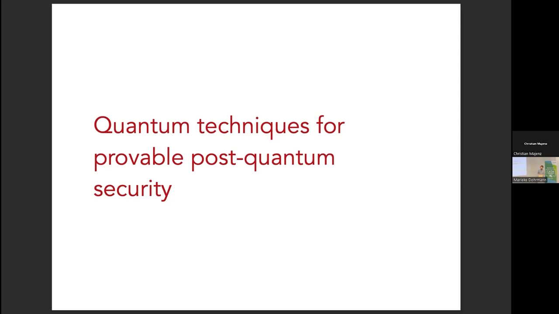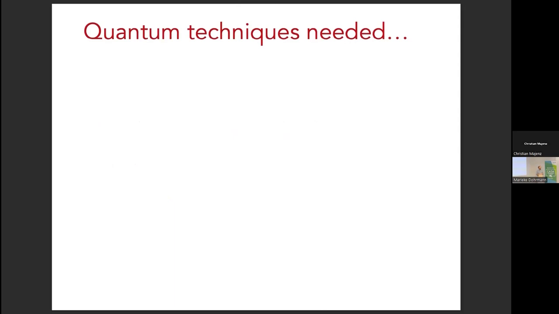So in which situations are quantum techniques needed for provable security? It has been a bit of a folklore that for many cases, it should just be fine to make sure that the algorithms are based on assumptions that are not broken by quantum computers. And then the security reductions should probably be fine. But there's a couple of situations, and probably I don't have a complete list, where security proofs need quantum techniques.